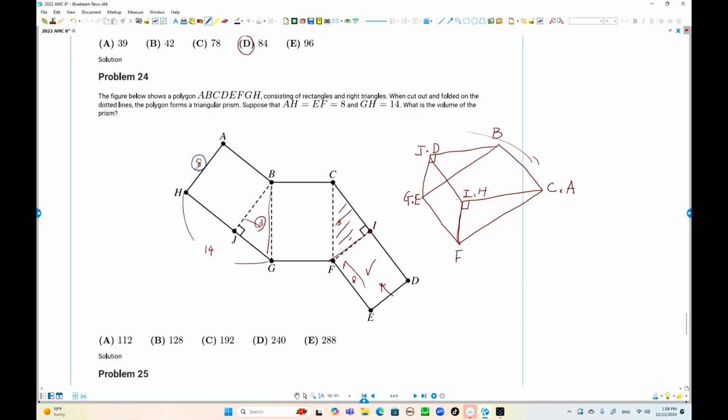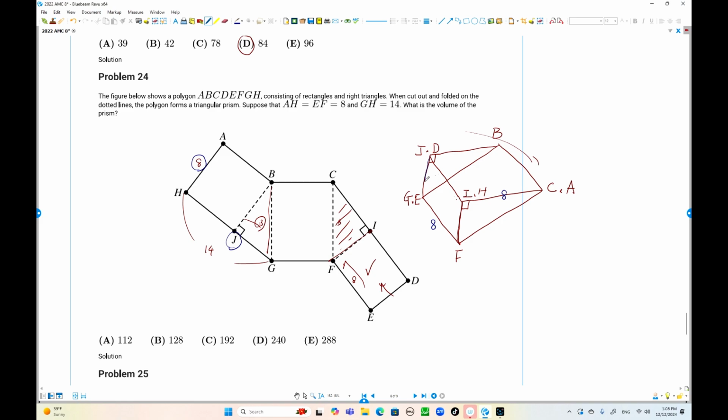This is A, H is 8. Okay, this is A, H, this is 8. And E, F is 8. E, F, this is also 8. GH is 14. Where is GH? GH over here, right? GJH, isn't it?